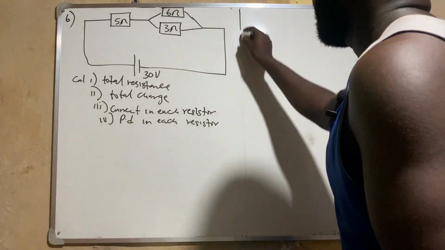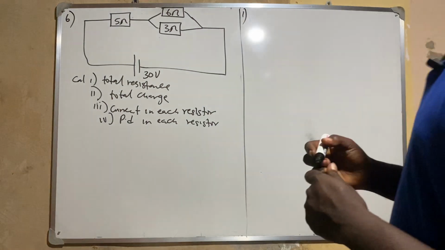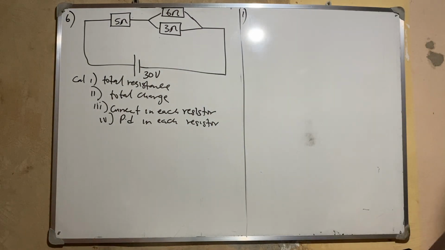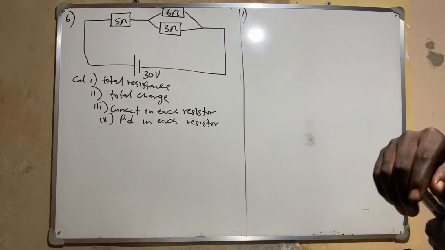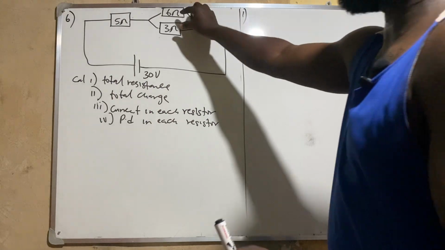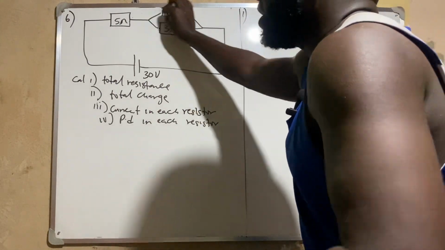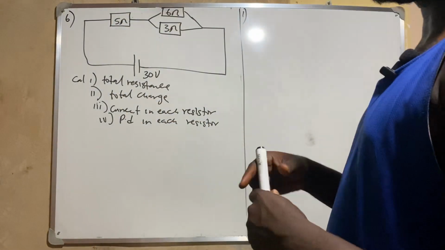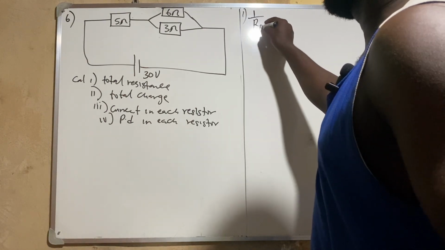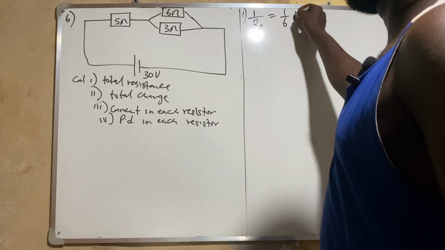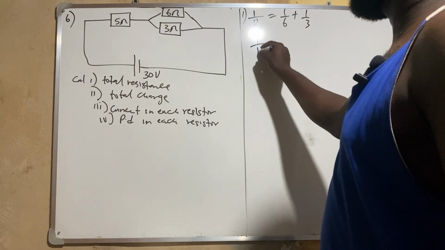Whenever you have resistors connected in both series and parallel, please solve the parallel first before solving the series. Once you solve the parallel, it is already in series with this one, and you now solve the series. So 1 over R parallel is 1 over 6 plus 1 over 3.